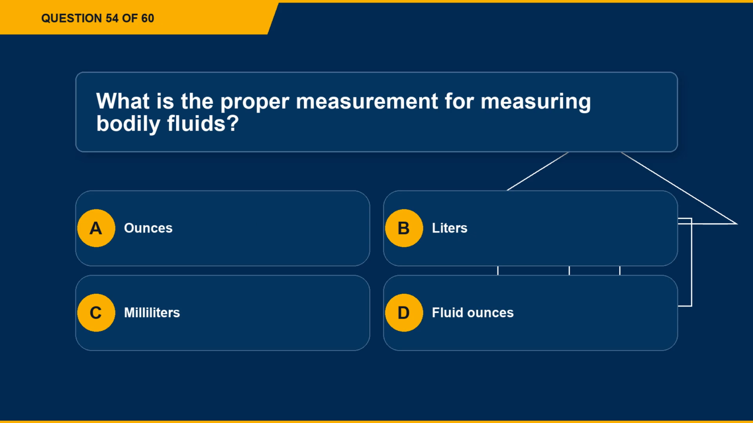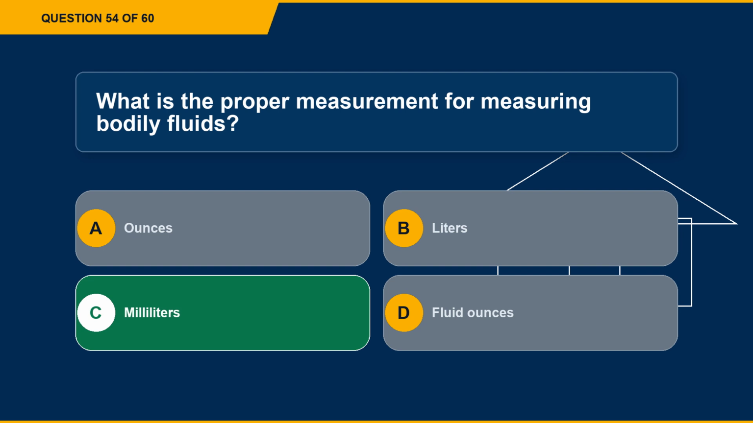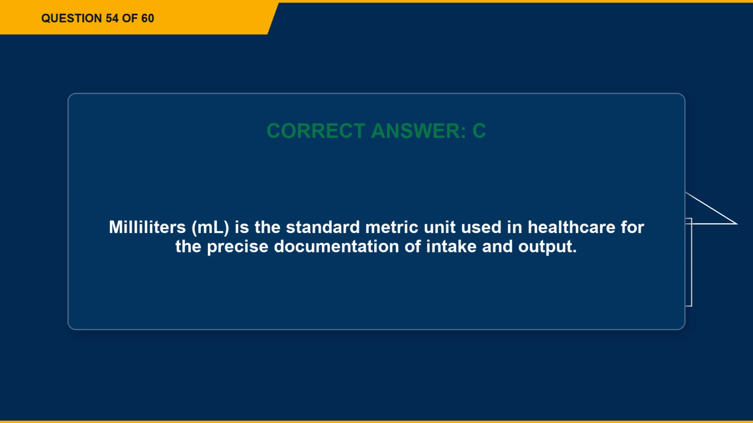Question 54. What is the proper measurement for measuring bodily fluids? Option A, ounces. Option B, liters. Option C, milliliters. Option D, fluid ounces. The correct answer is option C, milliliters. Explanation. Milliliters, mL, is the standard metric unit used in healthcare for the precise documentation of intake and output.